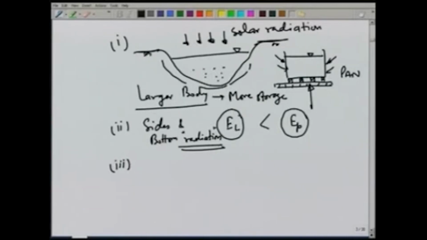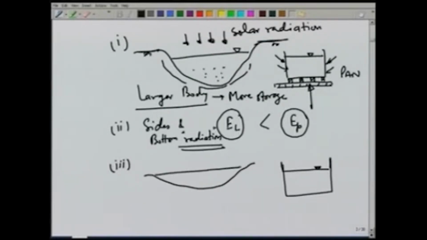Another reason is that in a pan there is a rim above the water level, and this will affect the wind action. While in a lake, whether the water level is here or here, the wind action will be almost same, but in the pan the wind action will get affected by the presence of the rim.